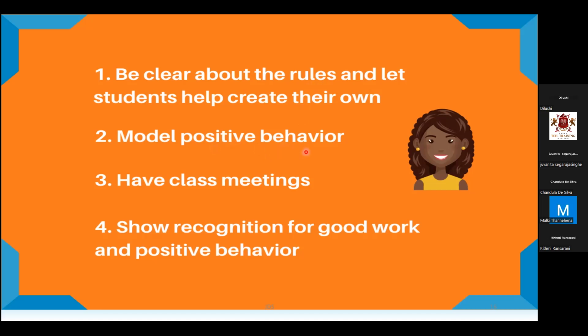Model positive behavior. The teacher himself or herself has to be a good role model for the child to follow, right? So model positive behavior in the classroom. It's the teacher's responsibility. Have class meetings. Very often, just meet, not formally, informally, just speak to them and have some kind of a close relationship, rapport with them that will bring down so many unwanted behavioral patterns that exist in the children, particularly when they come to adolescence age.